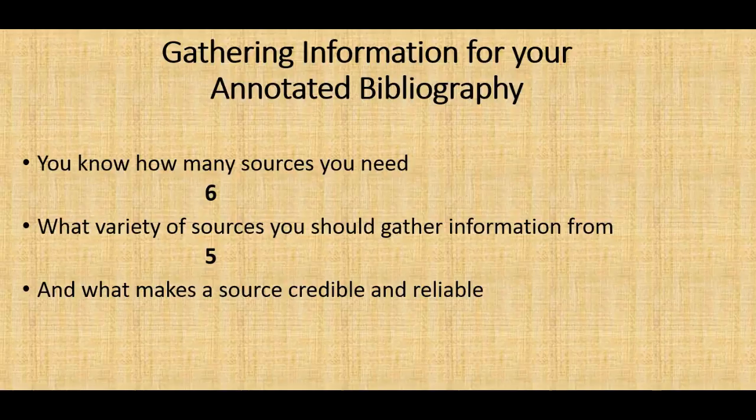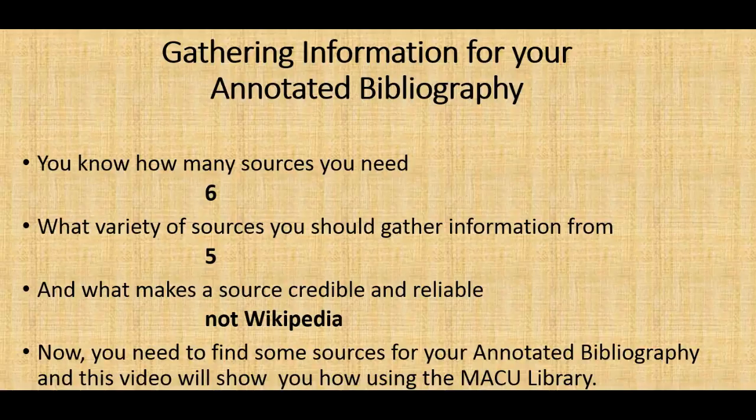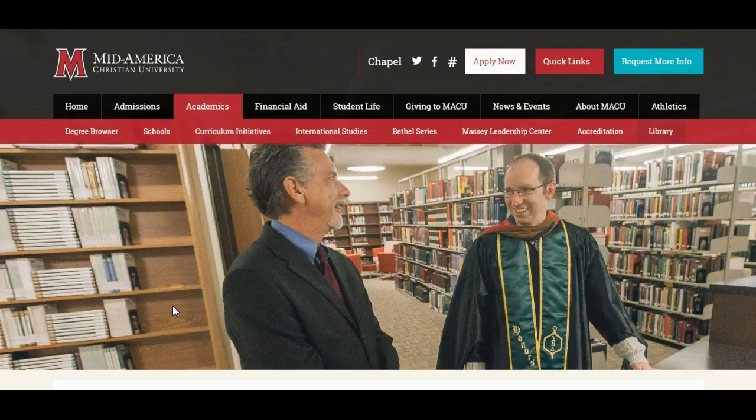You also now know what makes a source credible and reliable. That is not Wikipedia. Wikipedia is not considered a credible or reliable source. So now that we know all this, we're going to find some sources for our annotated bibliography using the MacU library. Okay, so let's go to the MacU library homepage.